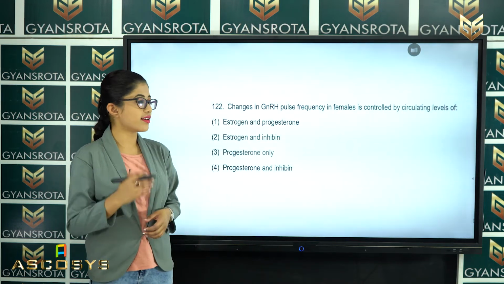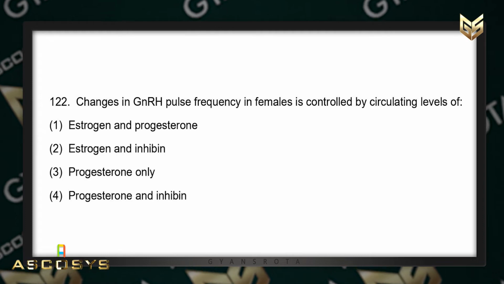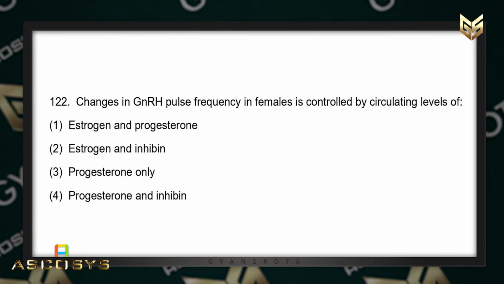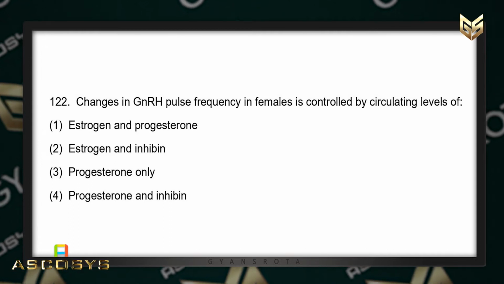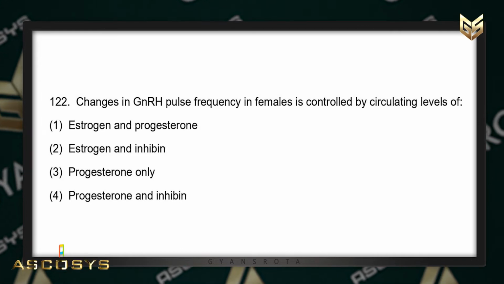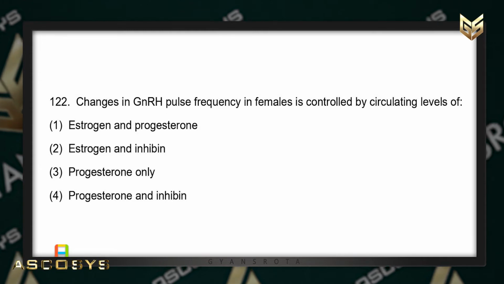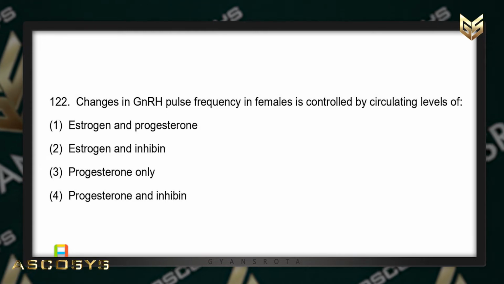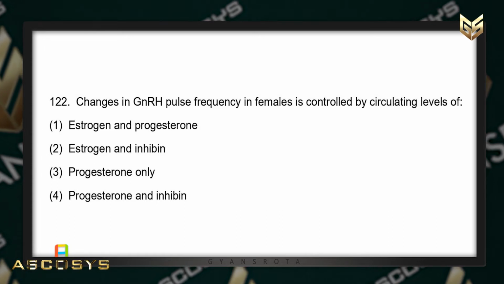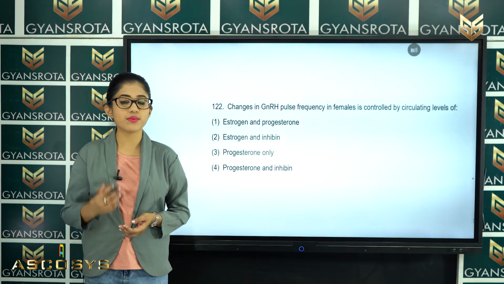As you can see here, changes in gonadotropin regulating hormone pulse frequency in female is controlled by circulating levels of, there are 4 options given. First option is estrogen and progesterone, second option is estrogen and inhibin, third option is progesterone only, and fourth option is progesterone and inhibin. So, we have discussed this hormone in the chapter human reproduction.